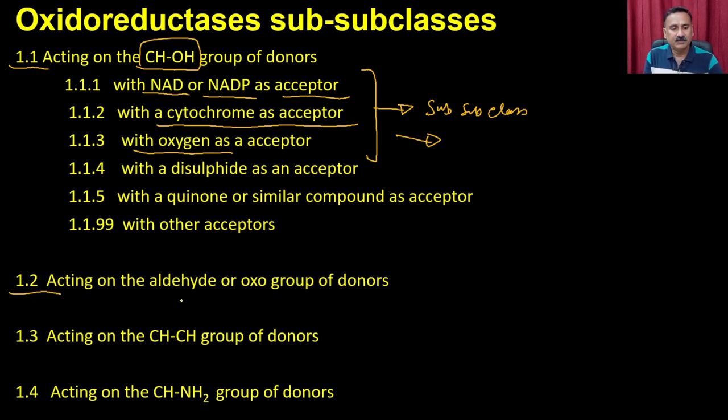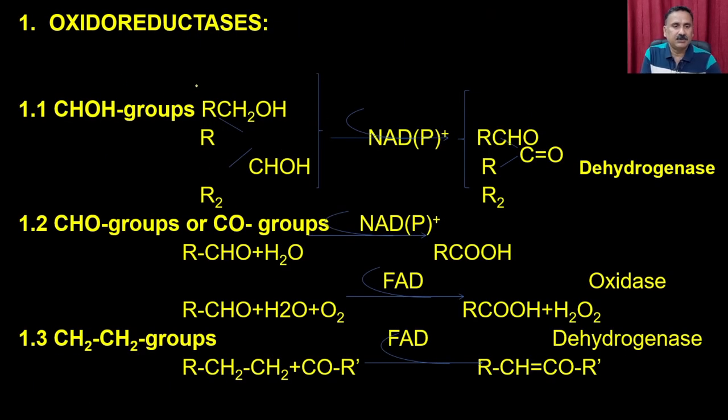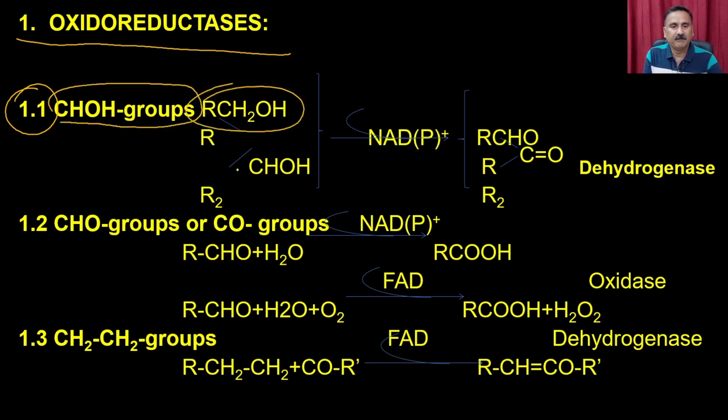Then we have 1.2, the enzymes which act on the aldehydes, or 1.3, 1.4, the enzymes which act on the alkenes or the amines. And these are the reactions the oxidoreductase is going to catalyze. For example, in the case of 1.1, it works on alcohol groups like RCH2OH, and with the help of the acceptors, it converts them into the aldehyde. And that's how it carries out dehydrogenation.